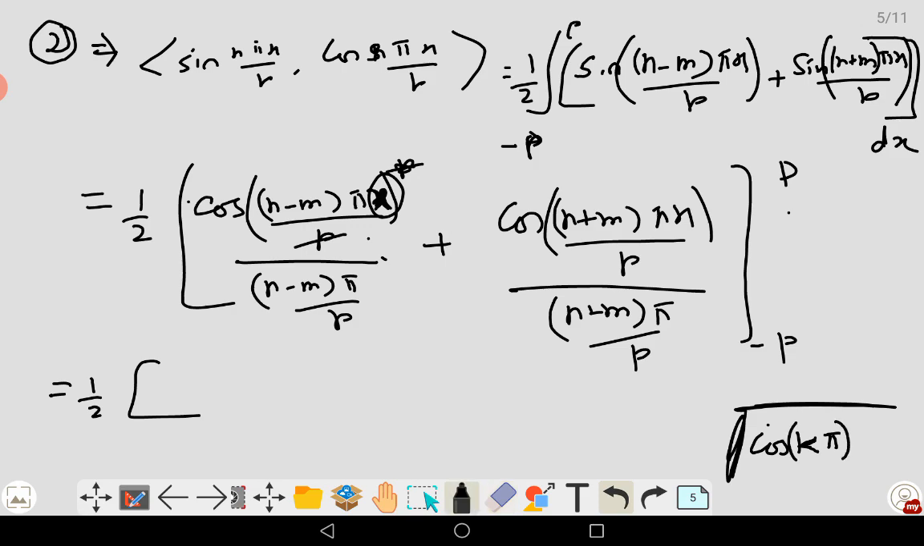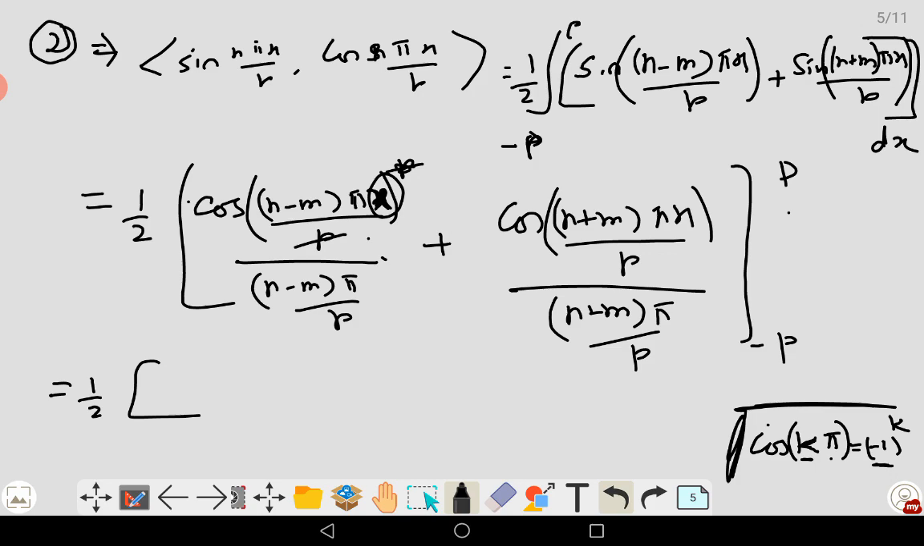K is any integer. So when k is 0, cosine 0 is 1. K is 1, cosine pi is negative 1. K is 2, cosine 2 pi is positive 1. So it is either negative 1 or positive 1, negative 1 to the power k. The coefficient of pi will be coming in the power of negative 1. That is the rule. So here the coefficient of pi is n minus m.